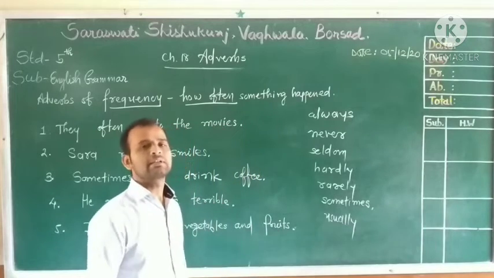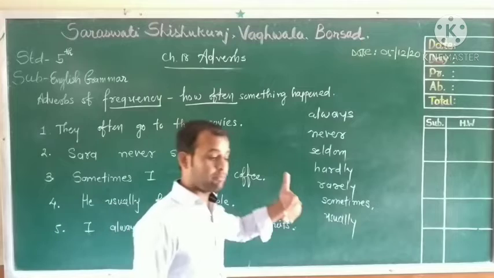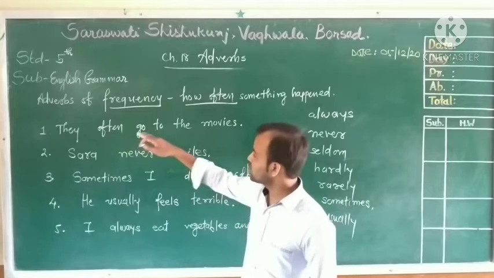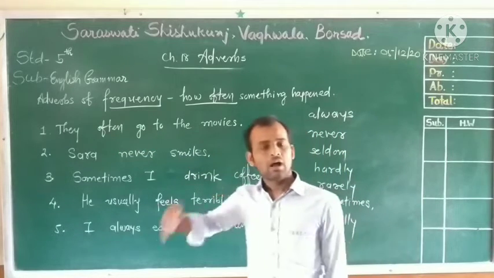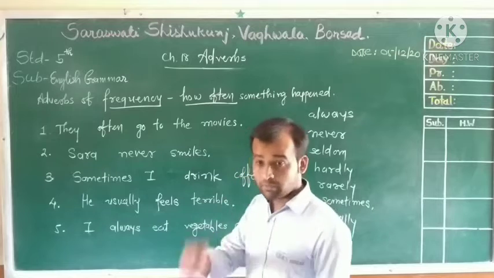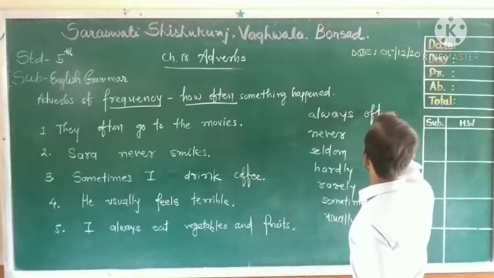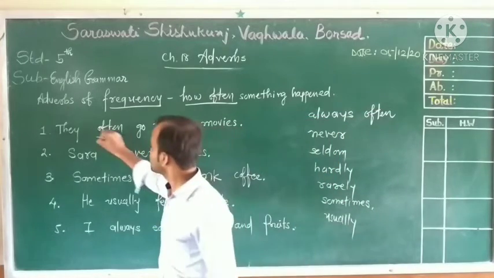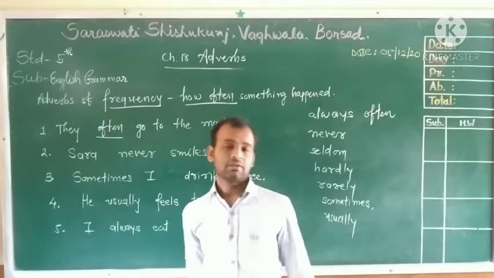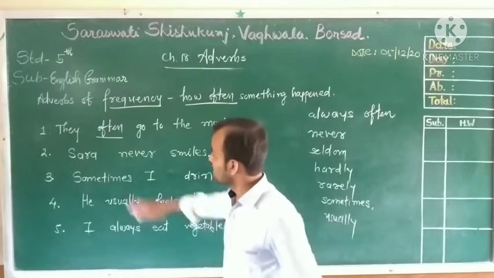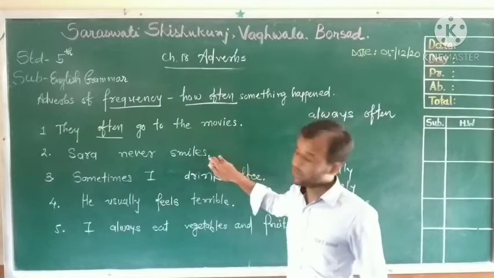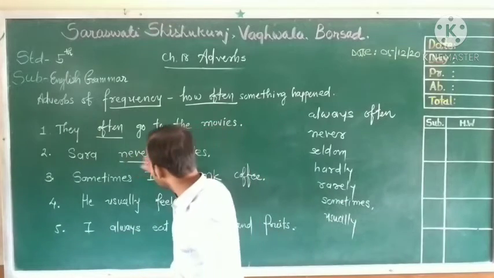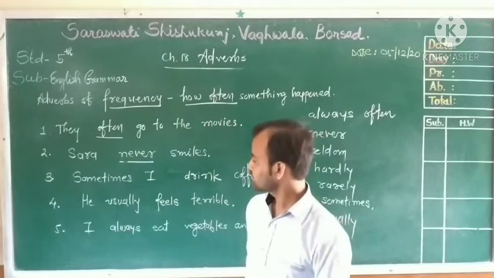Dear students, I have written some examples. You will identify. They often go to the movies. Here one more word I forgot to write: often. They often go to the movies. Here "often" shows how often they go to the movies. Often means many times. Sarah never smiles. How often does something happen? Never. That is called an adverb of frequency.